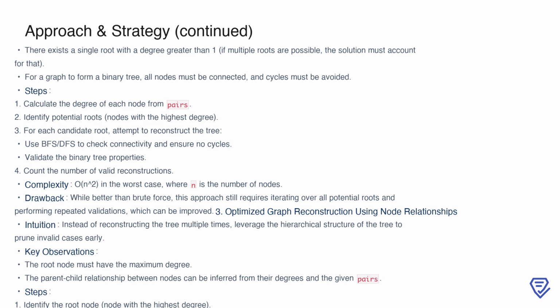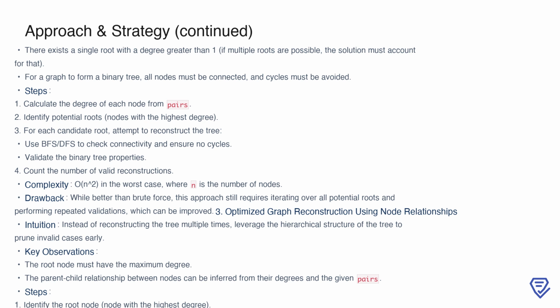During this process, we validate the structure to ensure it adheres to the binary tree properties. The number of valid reconstructions is then counted based on these validations. While this approach is significantly better than brute force, it requires iterating over all potential roots and performing repeated validations. This redundancy increases the computational overhead, especially for larger inputs. To address these inefficiencies, we turn to an optimized approach that leverages the hierarchical structure of the tree.